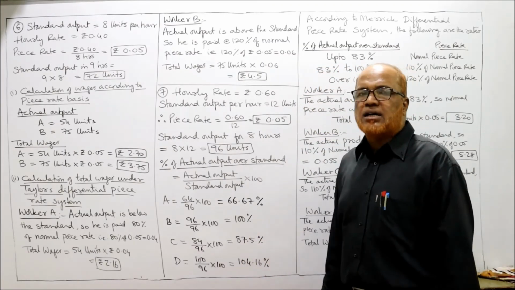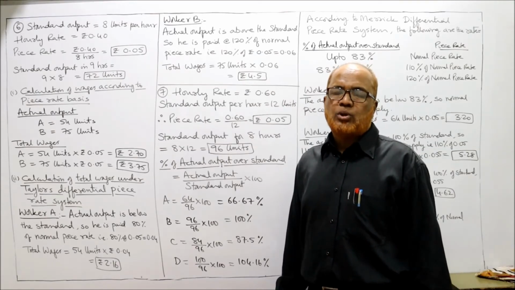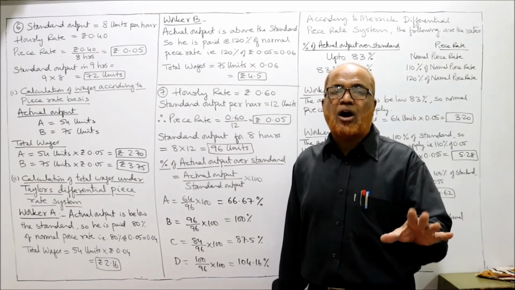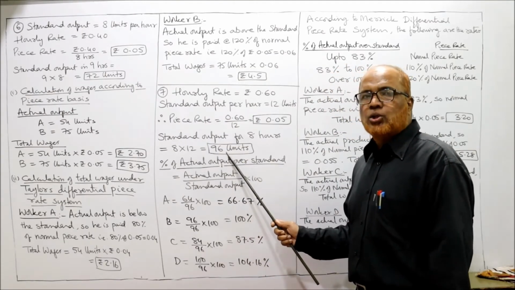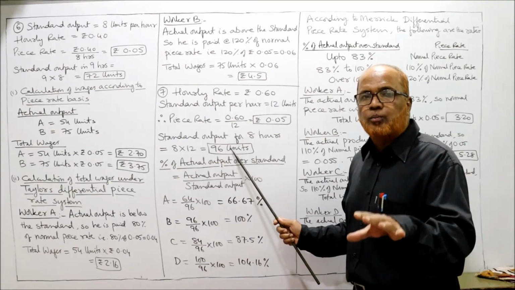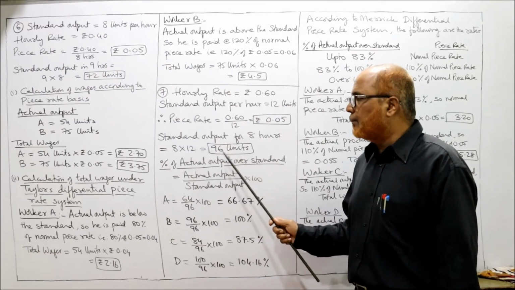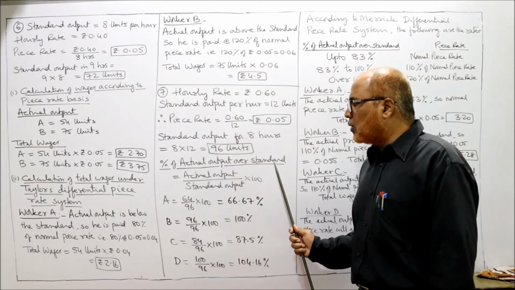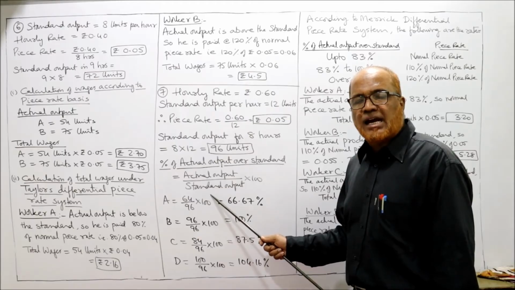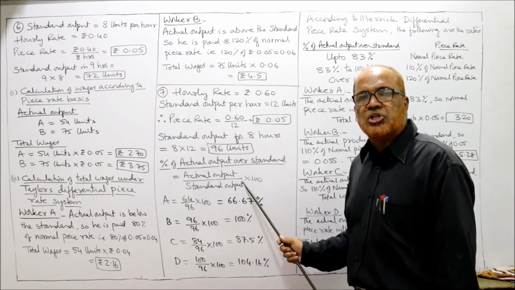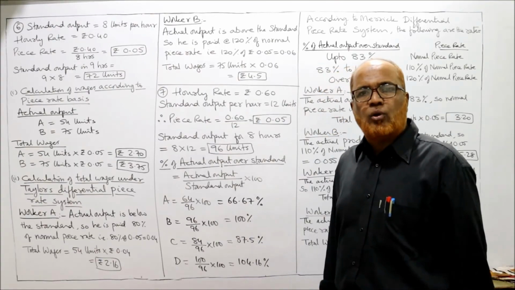Standard output for 8 hours. Per hour, 12 units must be produced. So 8 hours in a day, how many units should be the standard output? 8 into 12, 96. So per day, standard output is 96. Now we have to compare this standard with the actual. Percentage of actual output over standard. The formula is actual output divided by standard output into 100. You will get the percentage. So we calculate the percentage for A, B, C, D, all the 4 workers.